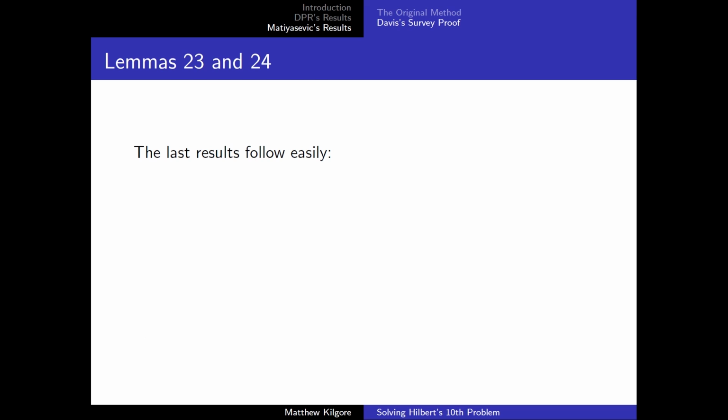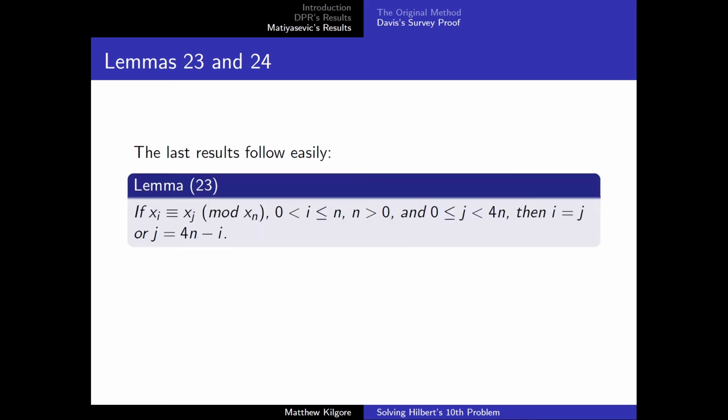The last two lemmas are of a similar form, however they are much more easily proven. 23 states that if x_i is equivalent to x_j mod x_n, and 0 is less than or equal to n, greater than 0, and 0 is less than or equal to j, less than 4n, then either i equals j, or j equals 4n minus i.